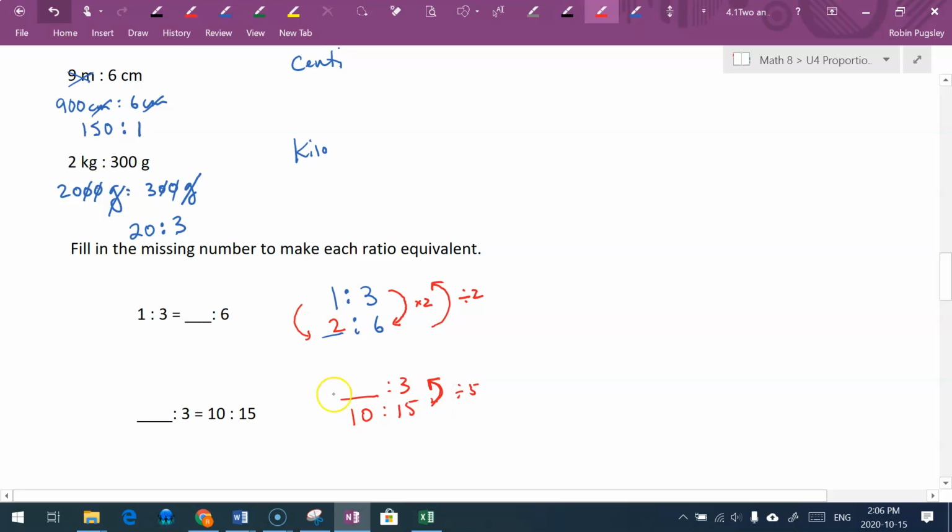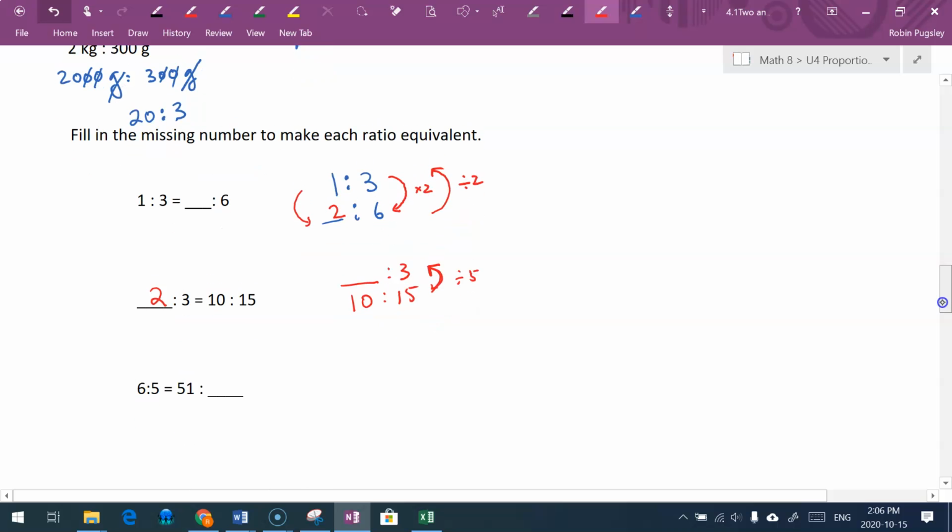I can see I'm going this direction, so I want to divide by 5. So the answer is going to be 2. 2 to 3 is equivalent to 10 to 15. So we can use our equivalent ratios to fill in missing parts of a ratio.